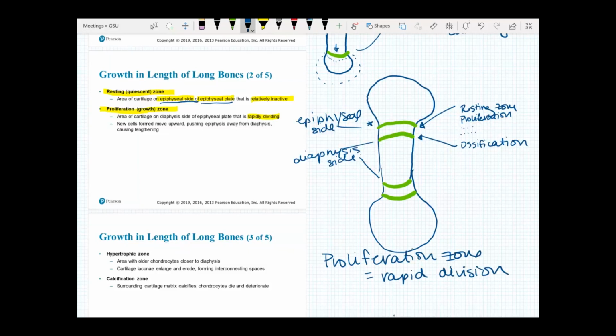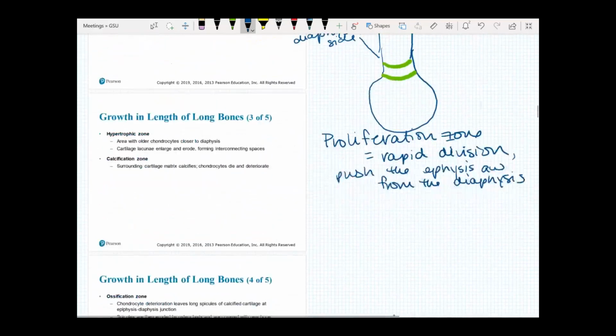As these cells are dividing, they are going to push the epiphysis away from the diaphysis. So as they create new cells, they are going to push this up and away. As they form new ones, they're going to keep doing this. This will cause the lengthening of the bone.